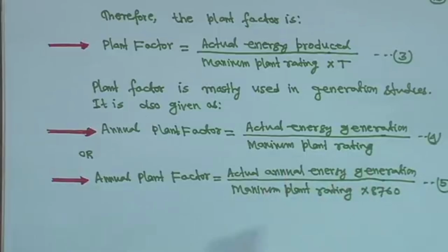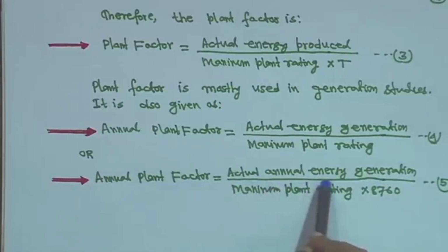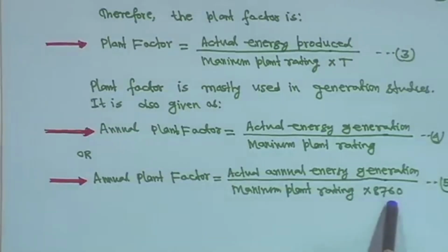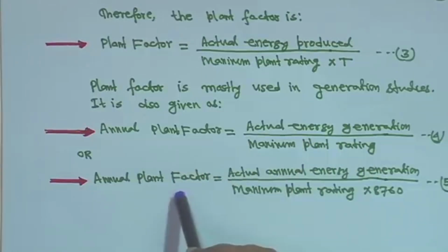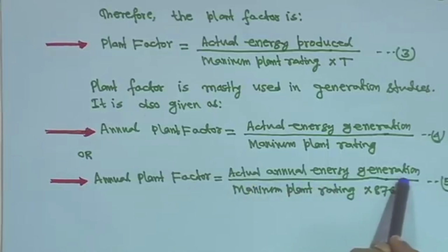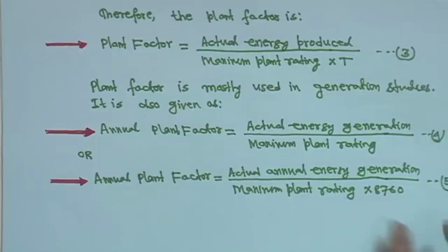rating. Or the annual plant factor is the actual annual energy generation by maximum plant rating into 8760. In a year the total number of hours is 8760. So, it can be defined in two ways. One is actual energy generation by maximum plant rating, or actual annual energy generation by maximum plant rating into 8760. So, this is your equation 5.